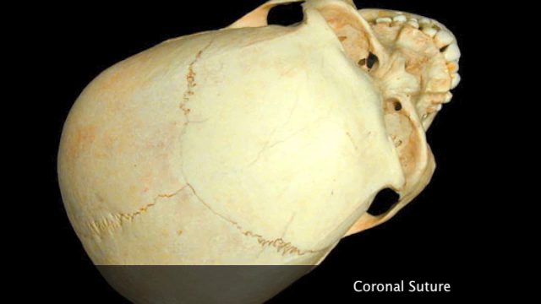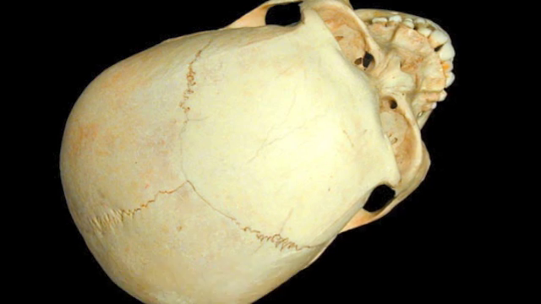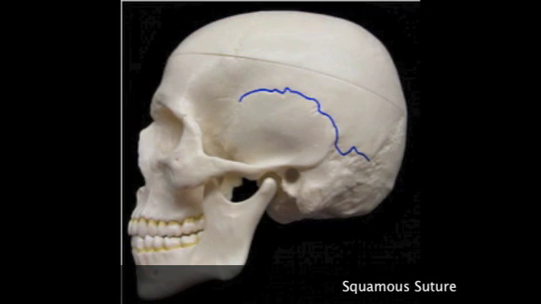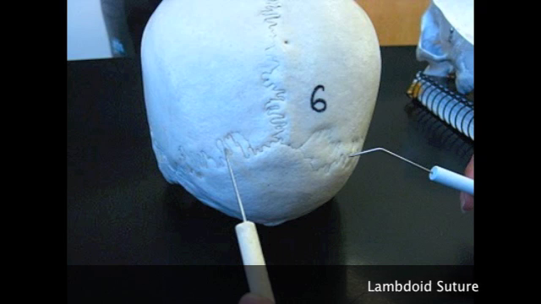The coronal suture attaches the parietals to the frontal bone. Squamous suture attaches the parietals to the temporal bones. And the lambdoid suture attaches the parietals to the occipital bone.